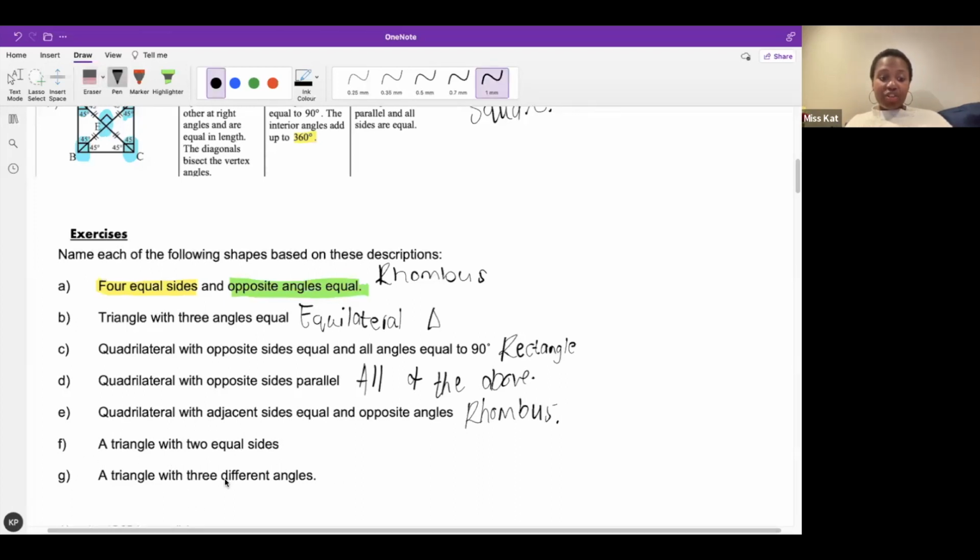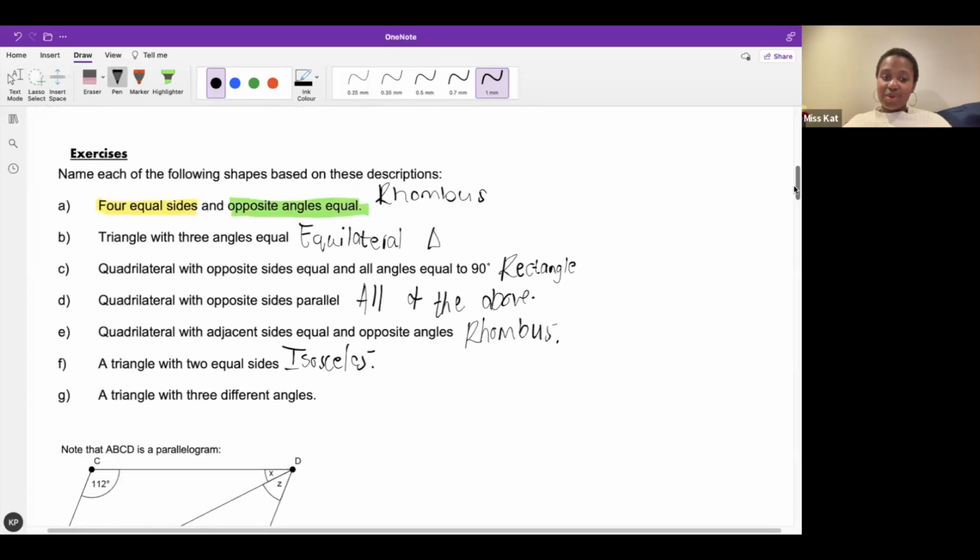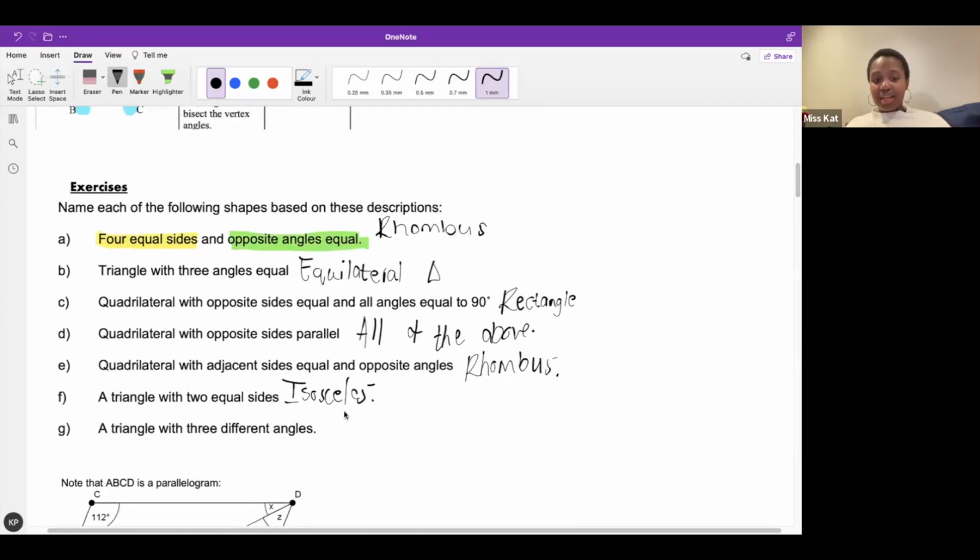Number F says a triangle with 2 equal sides. We're waiting for this one. I got like 10 responses. Isosceles. And the last one says a triangle with 3 different angles. What is that? Scalene.